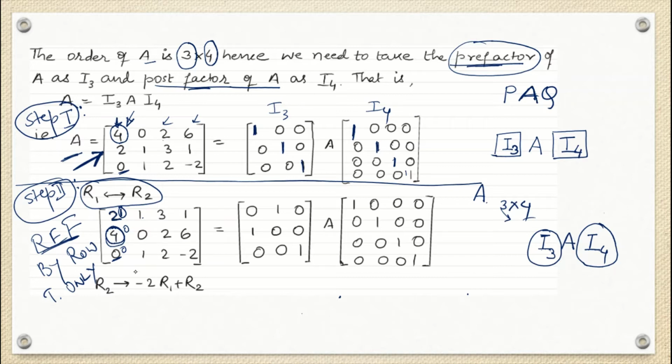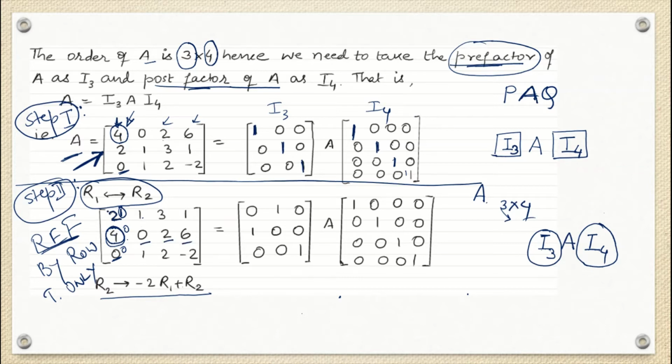I'm going to perform R2 as minus 2 R1 plus R2. So minus 2 R1 will be minus 2 into 2, minus 4, and then plus 4. Yes, I will be getting 0 here. Fine. And the same operation I have to perform at this place also, and this place also.